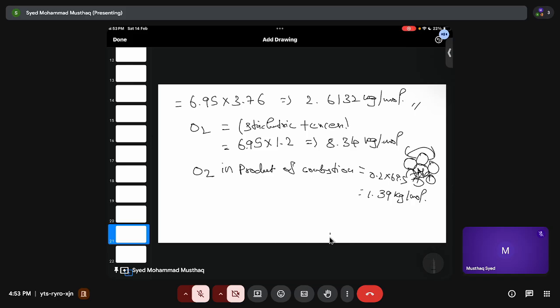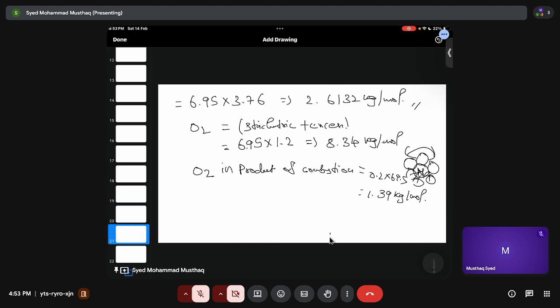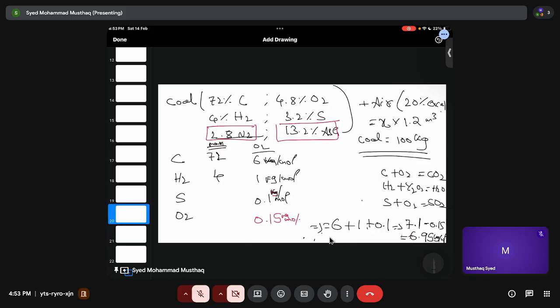Okay, so that is about that. Now, why am I writing theoretical air? See, this is theoretical air. It is not the amount of oxygen required, it is the theoretical air that is required. There is an oxygen that is required to combust. Because if I add again 0.15, there will be an excess of 0.15 coming from coal. So that's why we removed it. Whatever oxygen is supplied from air will not react with this oxygen in coal, right? So that's why we removed this 0.15.